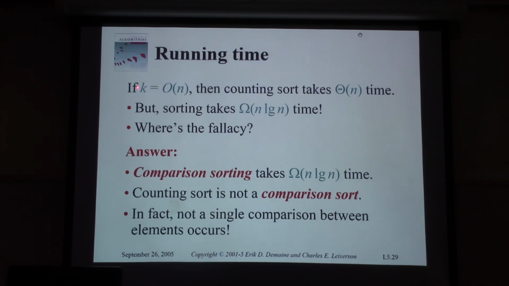Now if k is equal to theta n, or big O of n, what does that mean? What does it mean, k element of big O of n? What does that really mean?